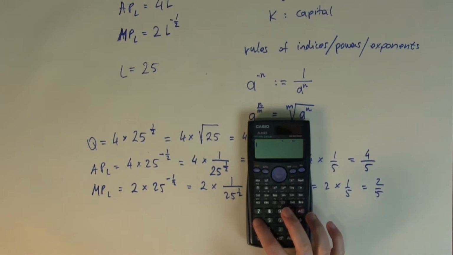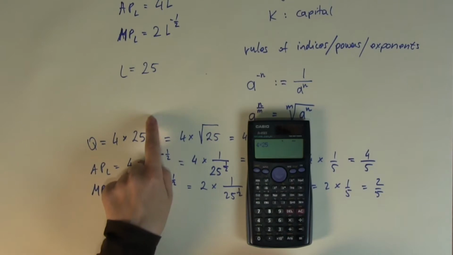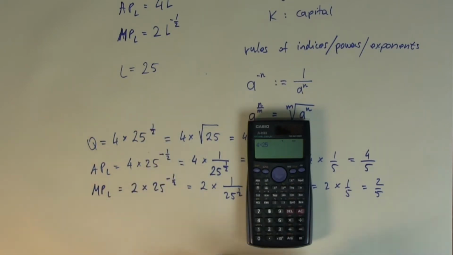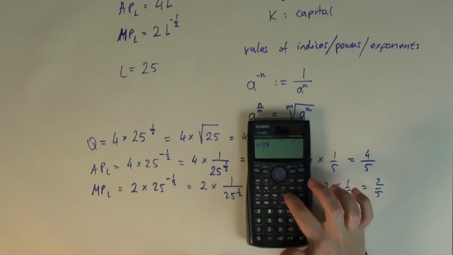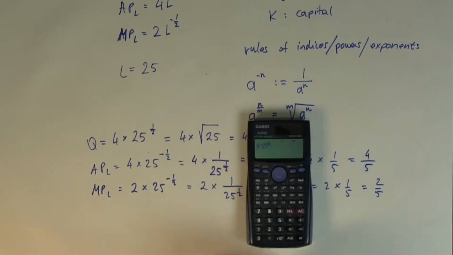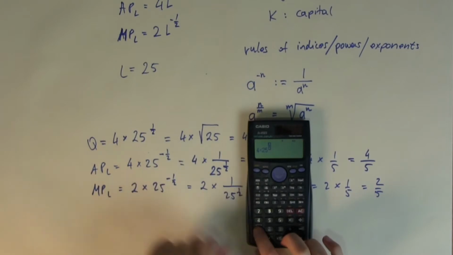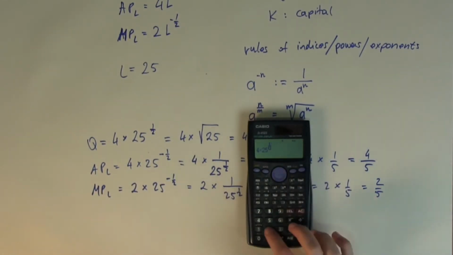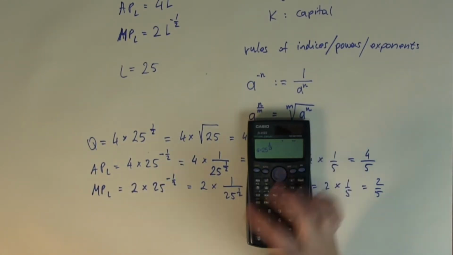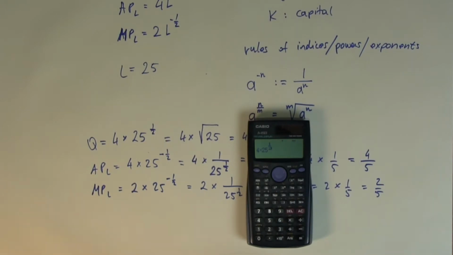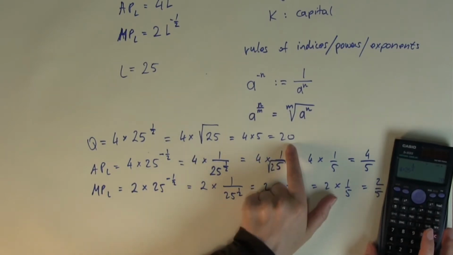So what I need to do is 4 times 25. Now that half needs to go into the power. So first I'm going to have to press the power button, not the square, not the cube, but the power button. And in that power I want a fraction. So I need to press the fraction button and type in 1/2. And notice that I'm navigating with the arrow buttons. Now I typed in everything, so I can hit equal and voila, it gives me the number 20.